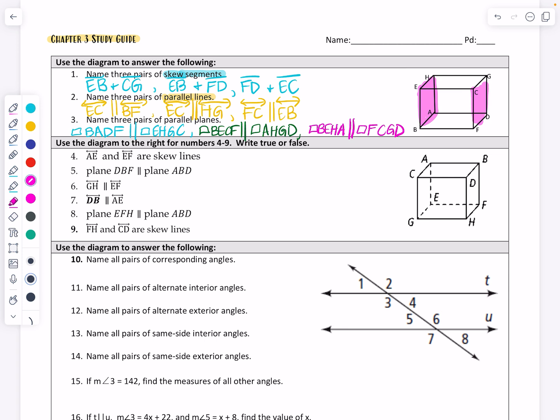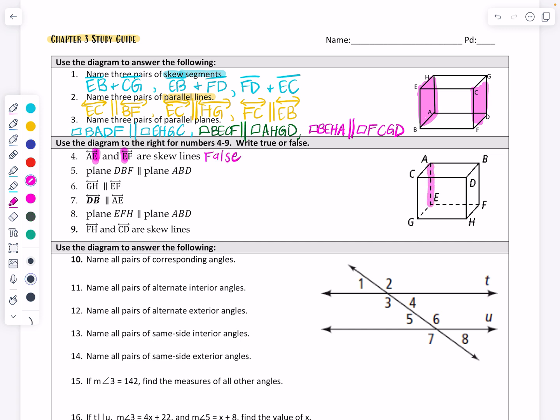So are AE and EF skew lines? Well, I'm going to teach y'all something before we even look at the picture. Do you see how there's an E in this line and there's also an E in this line? What that means is that those are intersecting at point E. So in the definition of being skew is that they never, ever, ever cross. I'm already thinking that this is going to be false, but let's go look at it in the picture just to make sure.